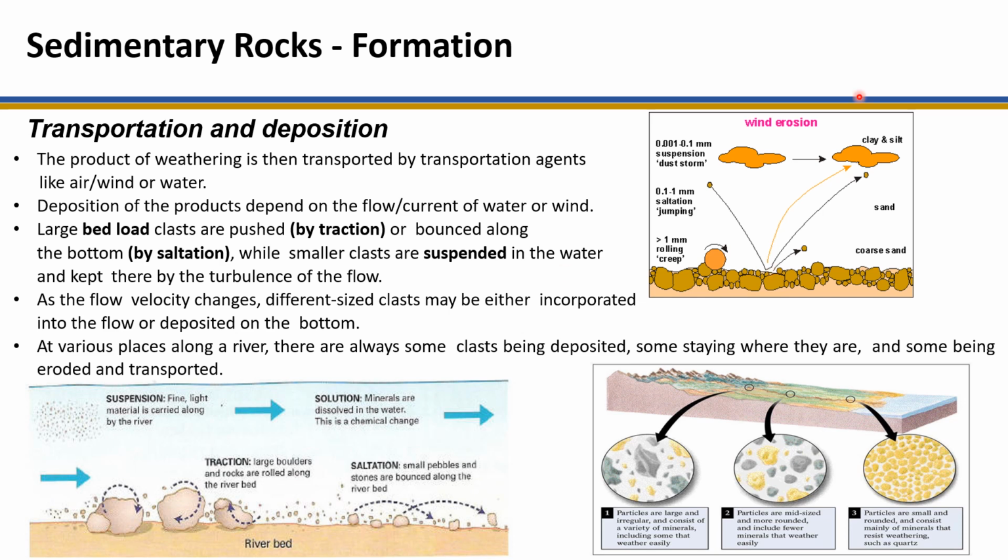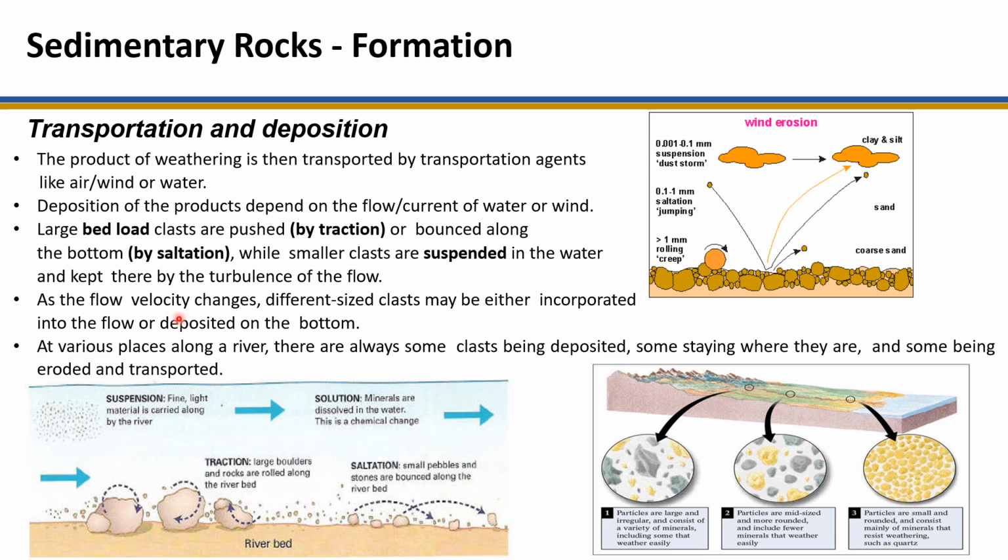Water. Water can transport a wide range of weathering products from sand and silt to pebbles and even boulders. So the size of weathering product that can be transported by water depends on the speed or velocity of the water flow. And we need to understand some of the terms that are used to explain or define water transportation.